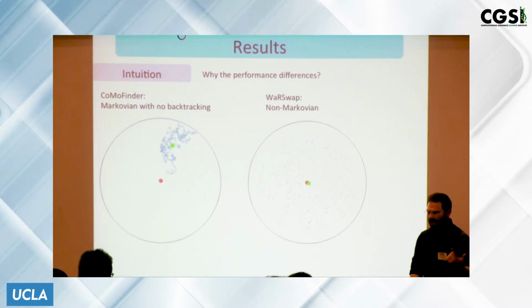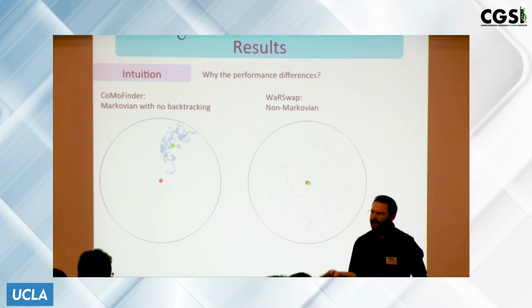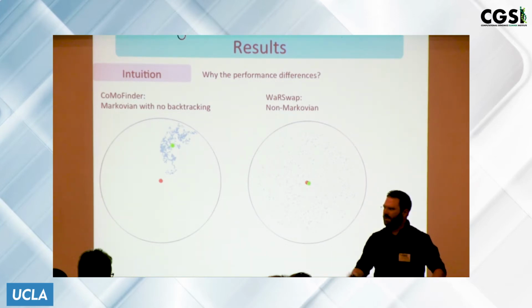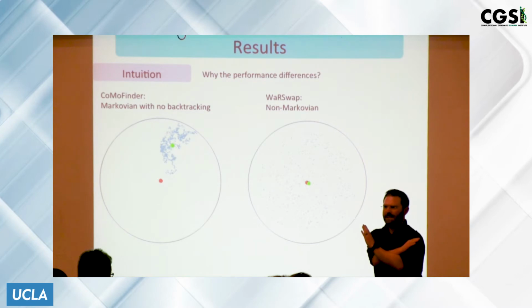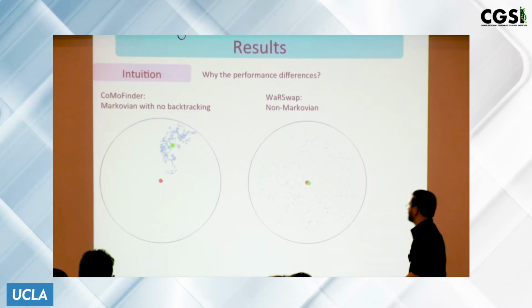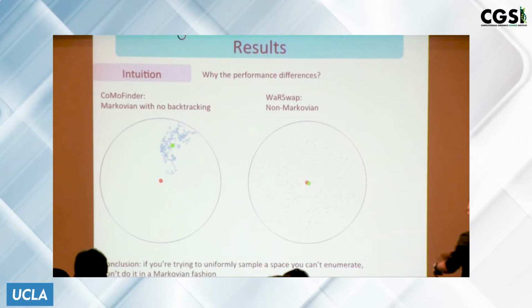So now that you've done all this, that might be exceedingly obvious to you. If you're trying to sample random networks, and your next sampled network differs by only one edge swap, that's not really much of a random network, right? So if you're trying to uniformly sample a space that you can't enumerate, don't do it in one of these Markov-ish fashions.